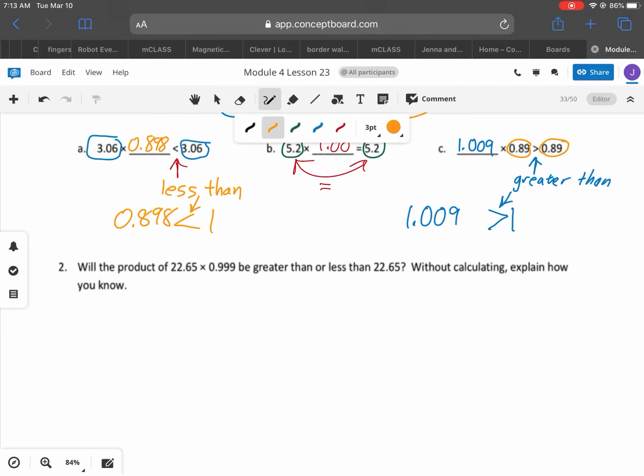Okay, moving on. Will the product of 22 and 65 hundredths times 999 thousandths be greater than or less than 222 and 65 hundredths? So again, we have two numbers that are the same. Over here, this one is being multiplied by this. So we're going to have to compare that to 1. Is 999 thousandths greater than or less than or equal to 1? Well, it's not equal to 1. It's almost 1, but it's actually less than 1. So our answer is going to be less than.